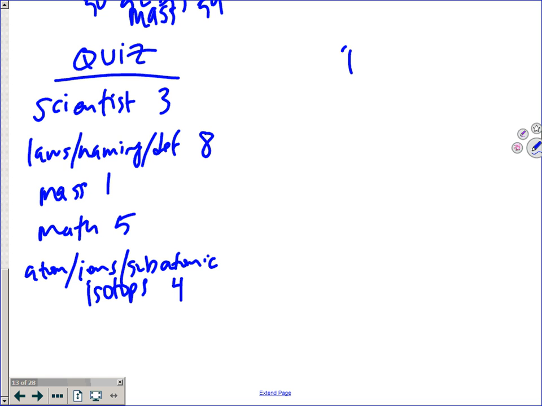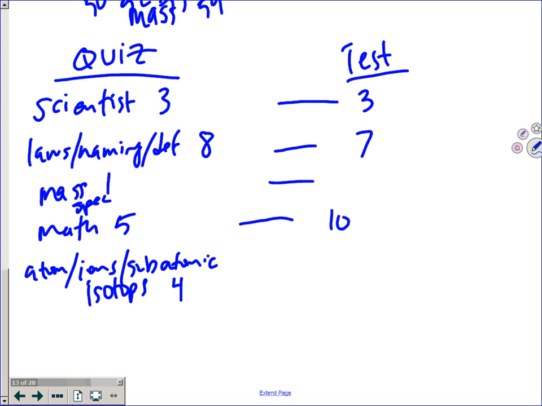Okay, and then for your test, this is still kind of in limbo, but it's mostly still correct. For multiple choice, scientist, 3, not the same 3. Okay, but close. Laws and definitions, 7. Math, this is math spec, by the way, I'm sorry. Math is 10, a combination of compositional stoichiometry, normal stoichiometry, no limiting reagent and multiple choice, percent composition. Subatomic particles, isotopes, etc. is 8.